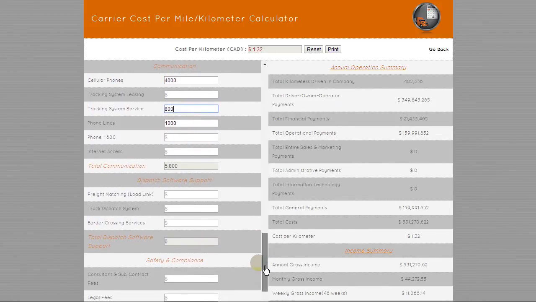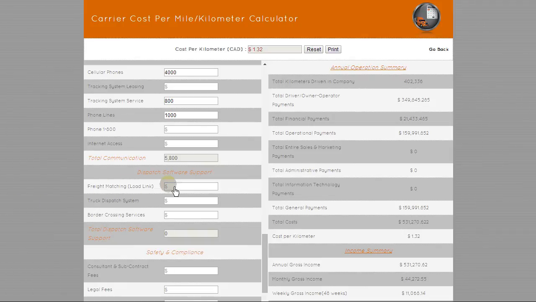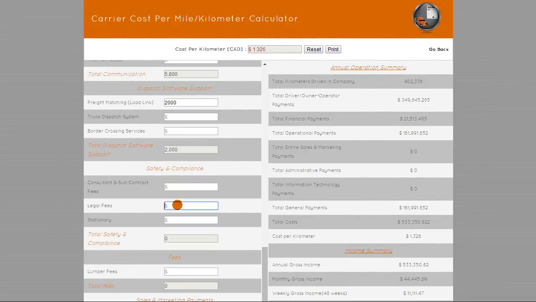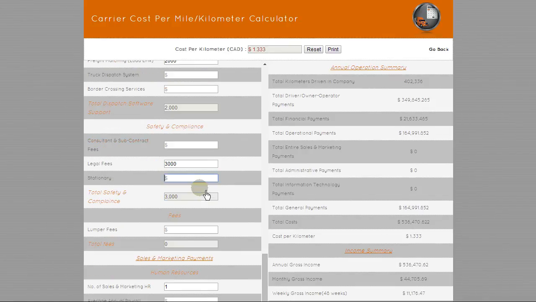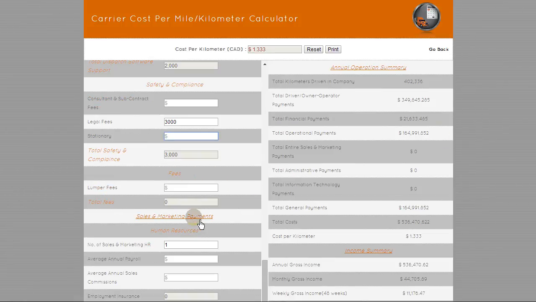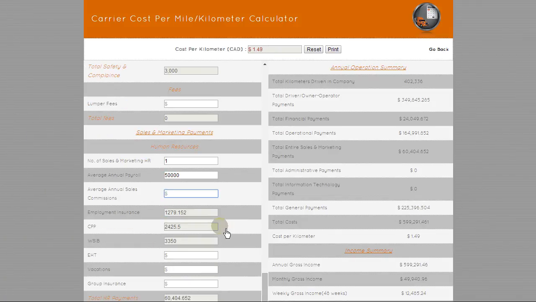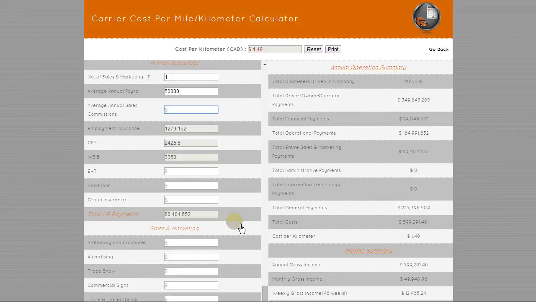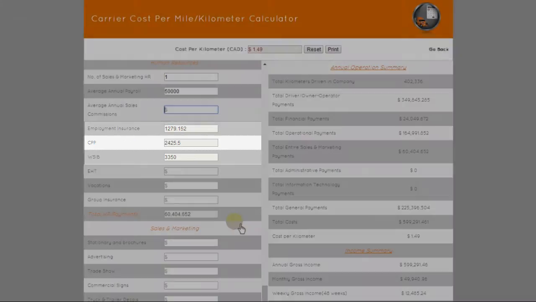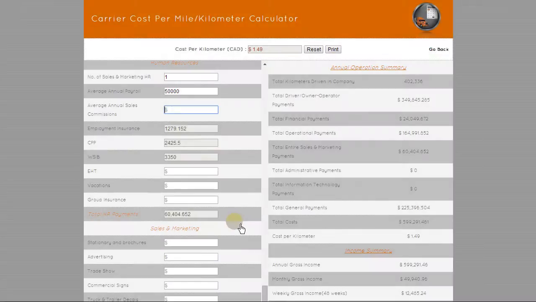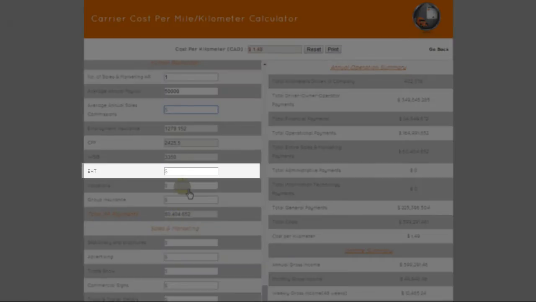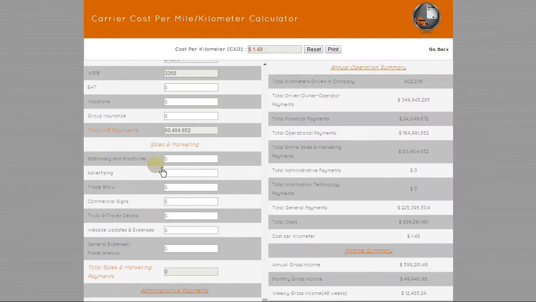If you have a dispatcher, you are likely paying for a freight matching service, a dispatch system, and any border crossing service software. If you are consulting a counsel for any legal matters, you need to enter all the safety and compliance costs you might be incurring. If you have any marketing and sales staff, enter their payroll or commissions. Once again, all the costs associated with payroll employees are calculated for you, and you only need to enter the vacations, group insurance, and employer health tax costs associated with this group of employees.